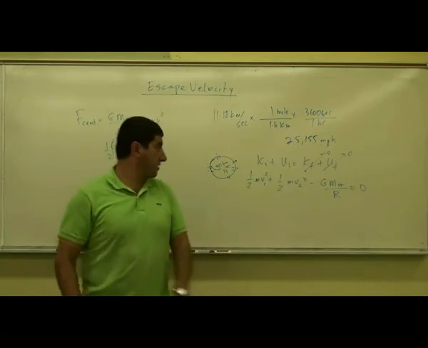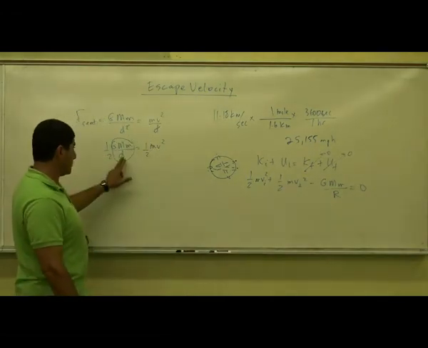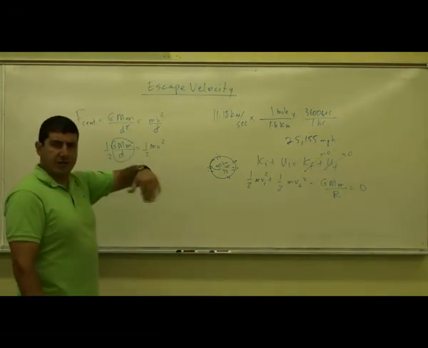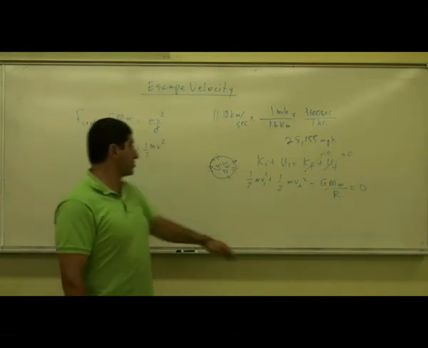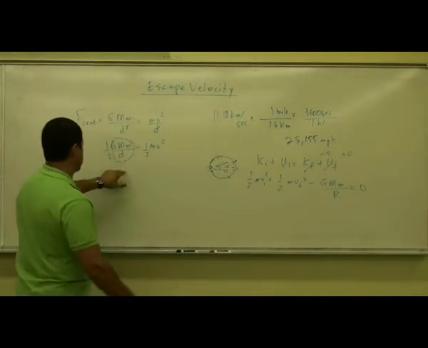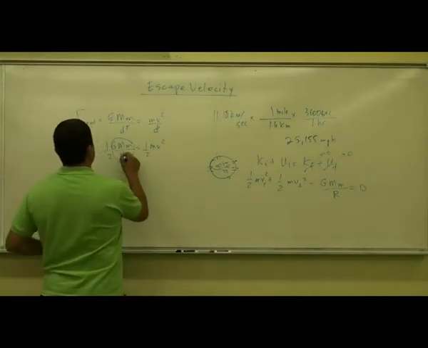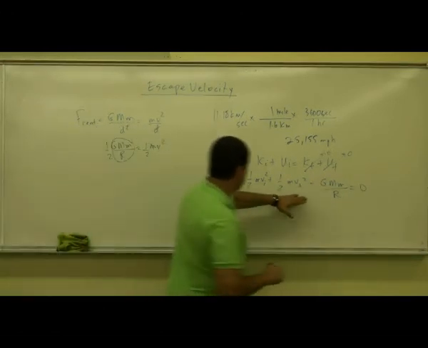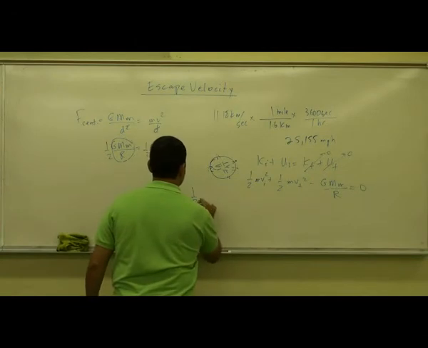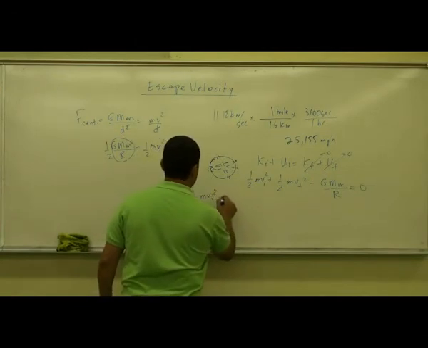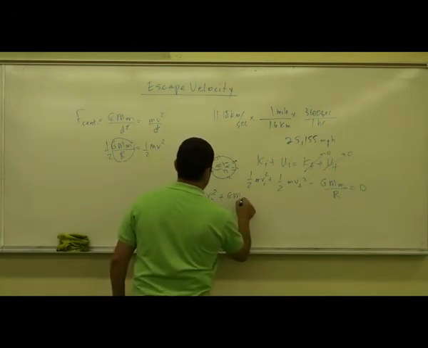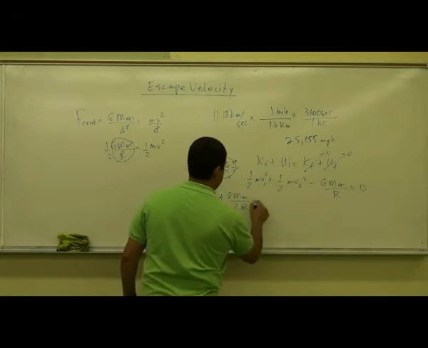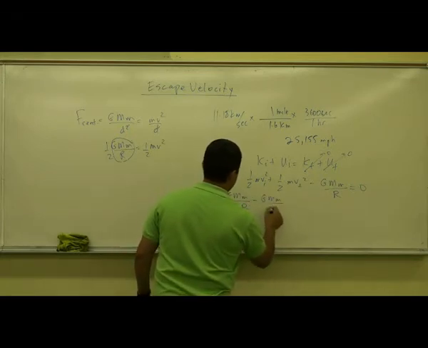GMM over r. So let's say for now that you are near the surface of the earth so that the d is the same as the r, okay? So we'll just say GMM over r. So we'll put that over here, over 2r minus GMM over r.